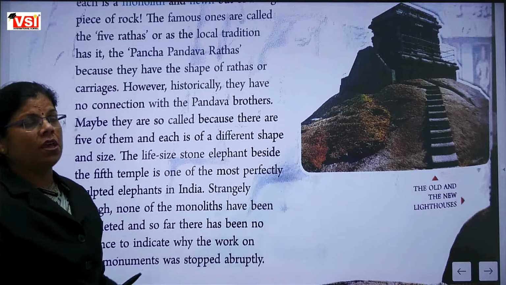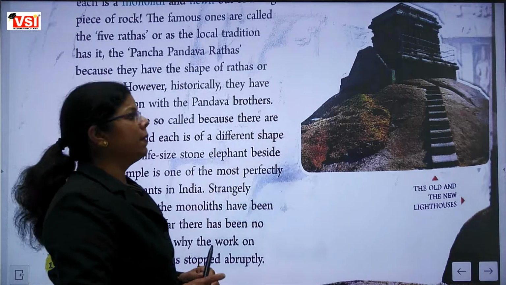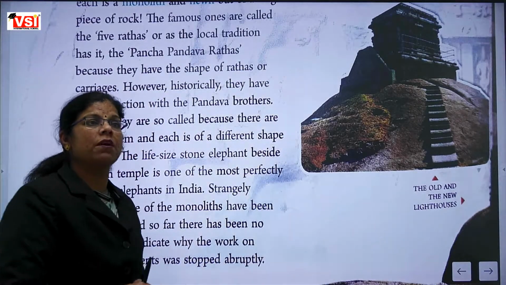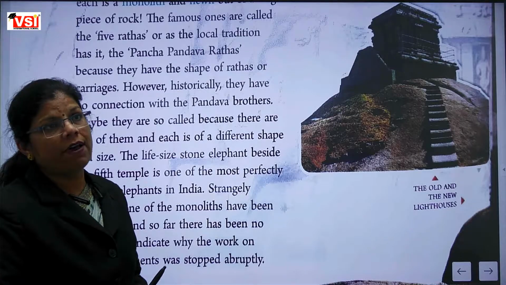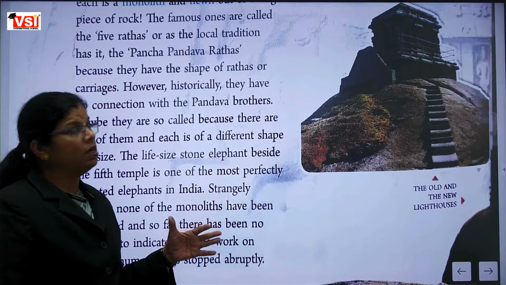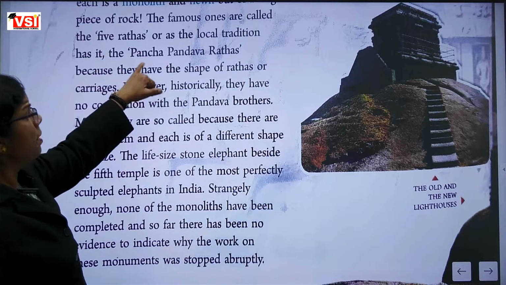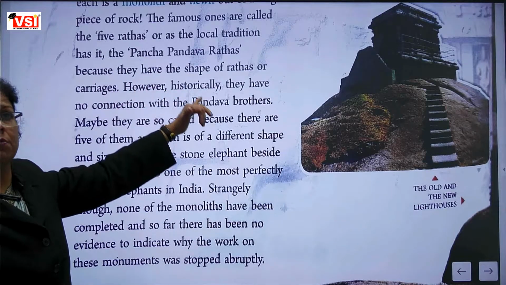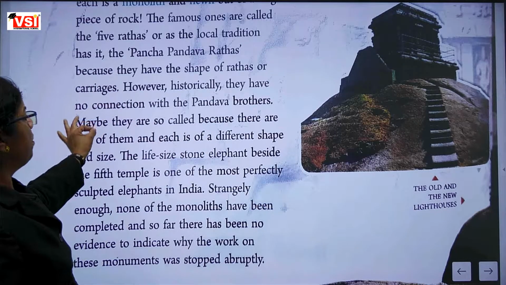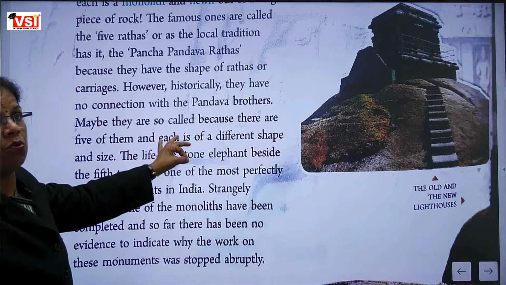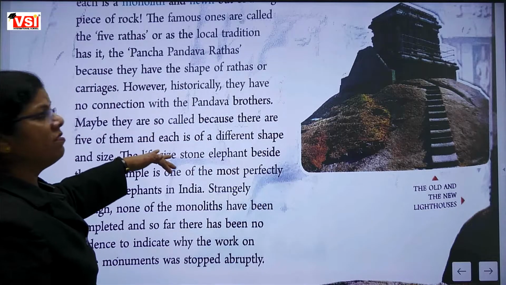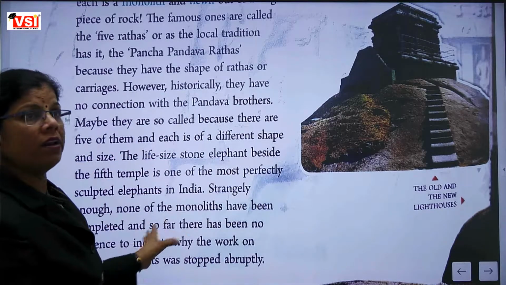If you know the Mahabharat story, there were 5 Pandava brothers: Yudhishthir, Bhim, Arjun, Nakul and Sahdev. These were the 5 Pandavas according to our Mahabharata story. But these temples are called the Panch Pandavas Rathas, even though there is no connection between these monuments and the Pandava brothers.